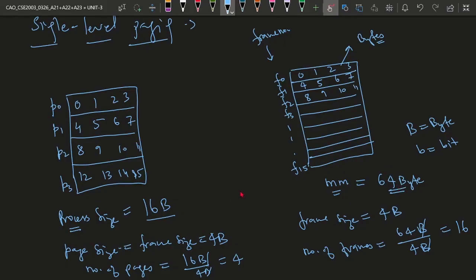So I hope you have got the point. So this is how we basically convert. Okay, so we should always take care that the size of the page and the size of the frame should always be equal.